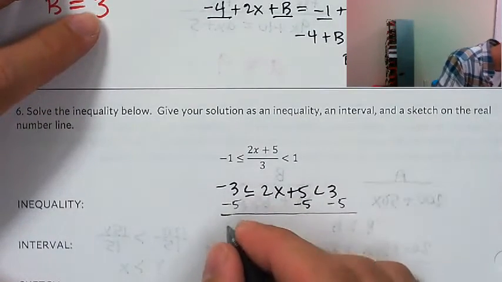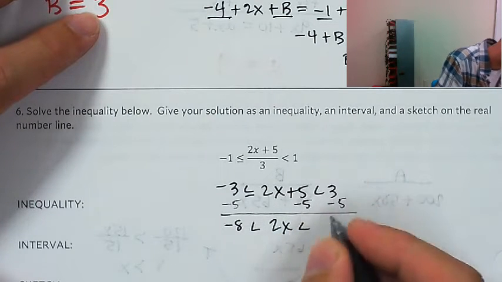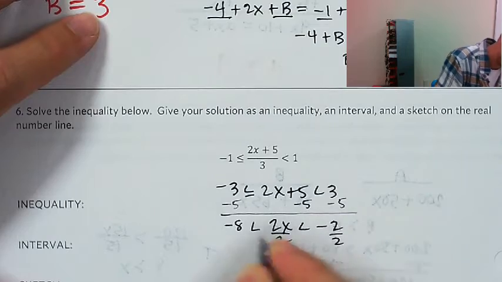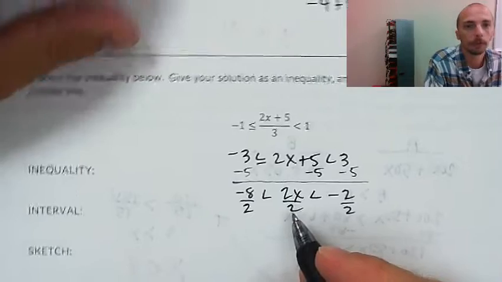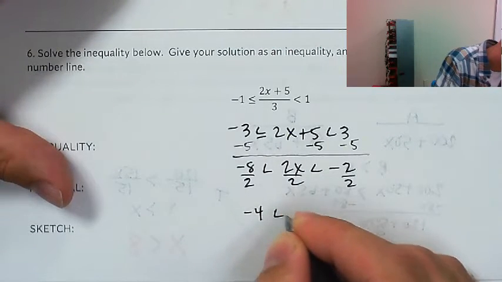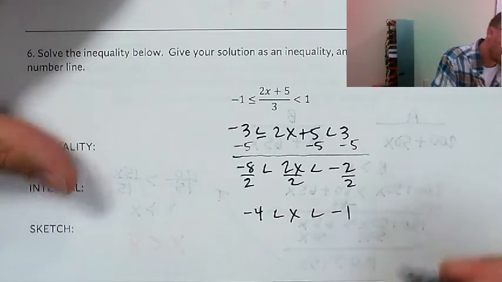And negative 3 minus 5 is negative 8. And 3 minus 5, that would be negative 2. Now I'm going to divide everything by 2. And no need to worry about the direction of the inequality because 2 is a positive number. So negative 8 divided by 2 is negative 4, less than x, is less than negative 1.